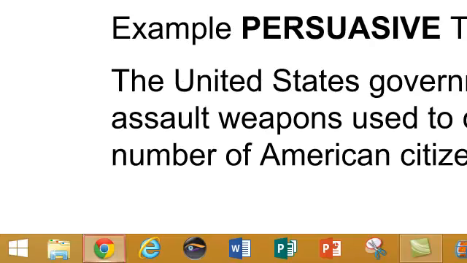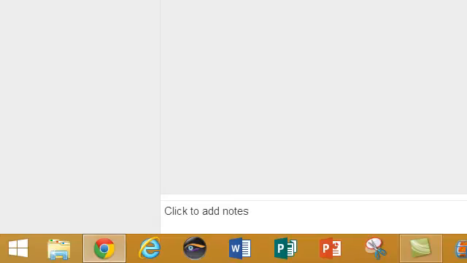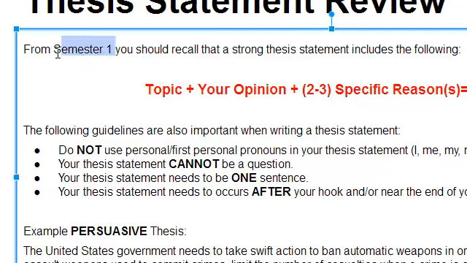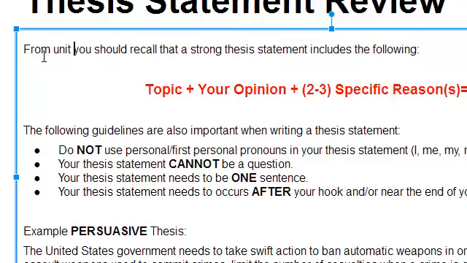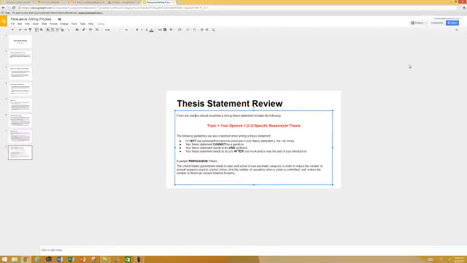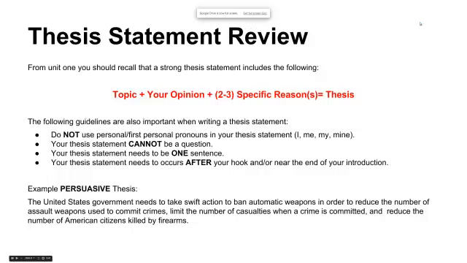Next, from Unit 1, you should recall that a strong thesis statement includes the following: the topic, plus your opinion on the topic, plus 2 to 3 specific reasons. Okay, this will be your thesis statement.